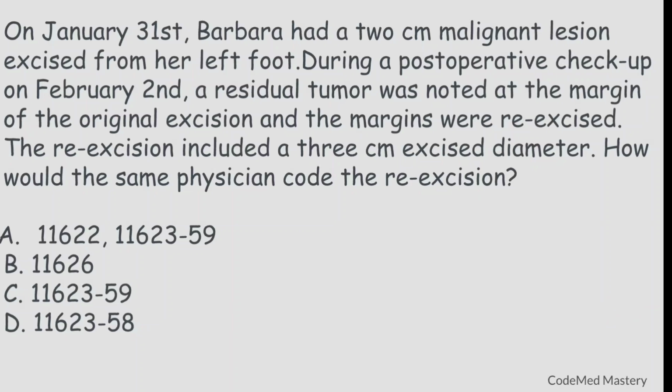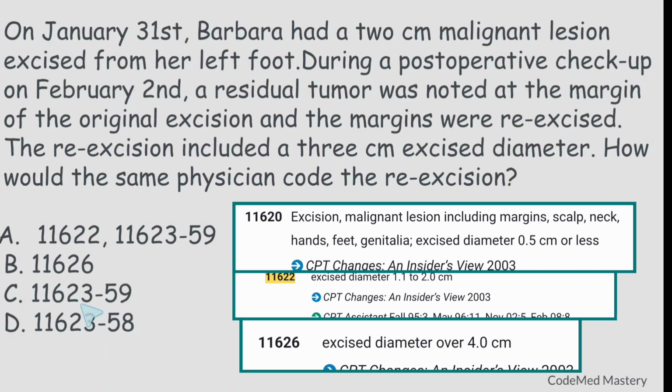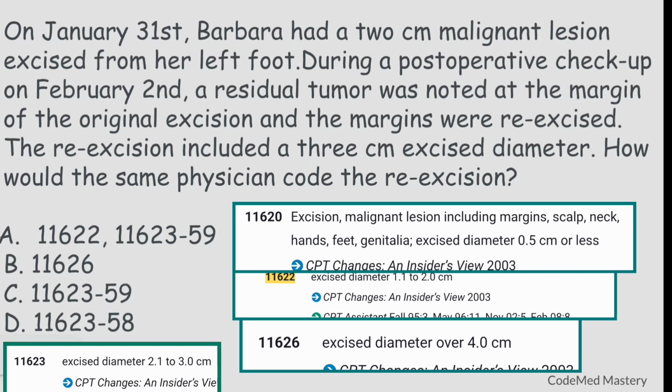Next question. Let us try to solve this question by using the elimination method. That is, before looking at the question, let us look at the options. Let us check the first code from each option. Check option A, first code 11622. That is for excision, malignant lesion including margins, scalp, neck, hands, feet, genitalia. Excised diameter is 1.1 to 2 cm. And in option B, 11626 is for excised diameter over 4.0 cm. And in option C and D, the code 11623 is for excised diameter 2.1 to 3.0 cm.